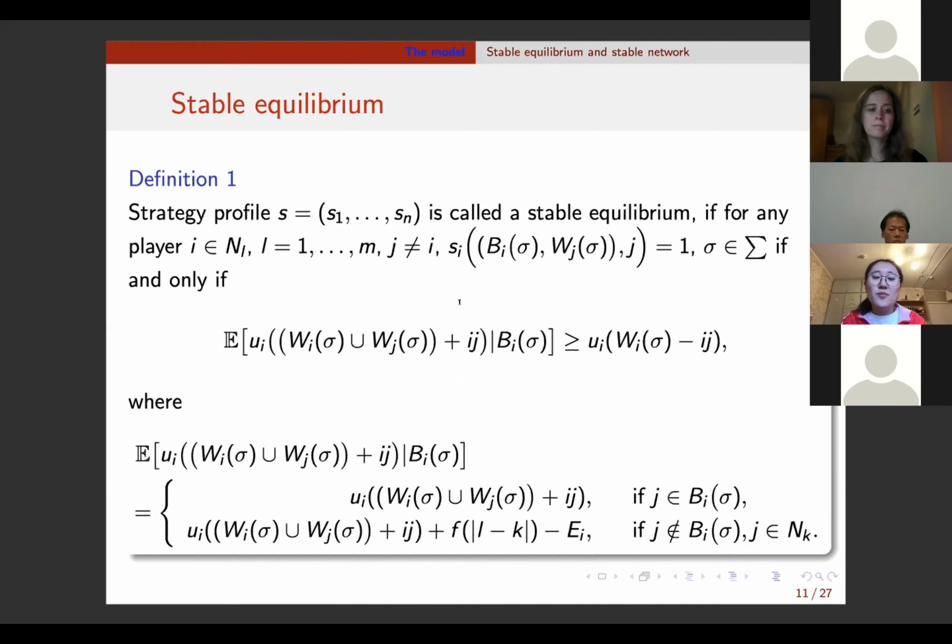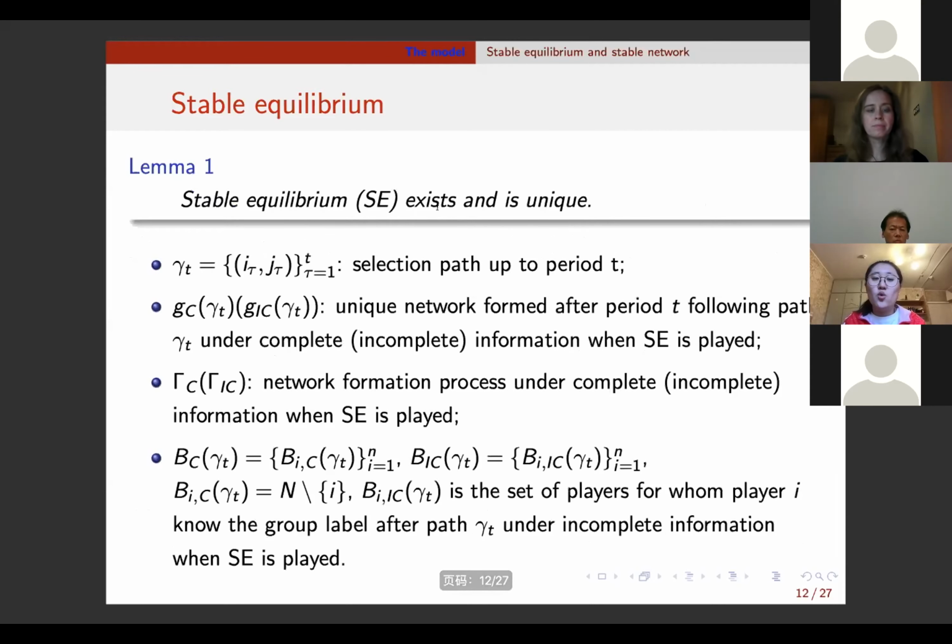Since both the left hand side and the right hand side are well defined, we can get the result that the stable equilibrium defined on the last page exists and is unique. So below, we suppose that players play the stable equilibrium in the whole game, and we want to know the network structure formed finally.